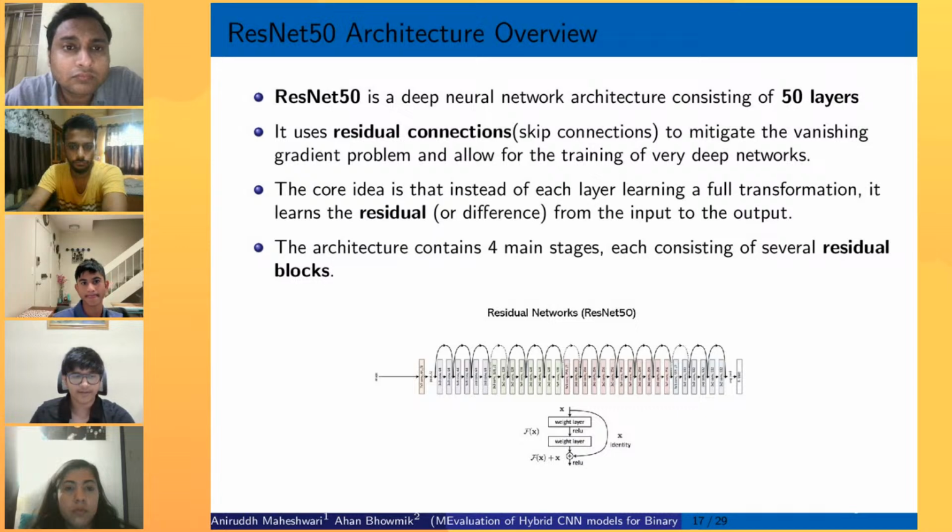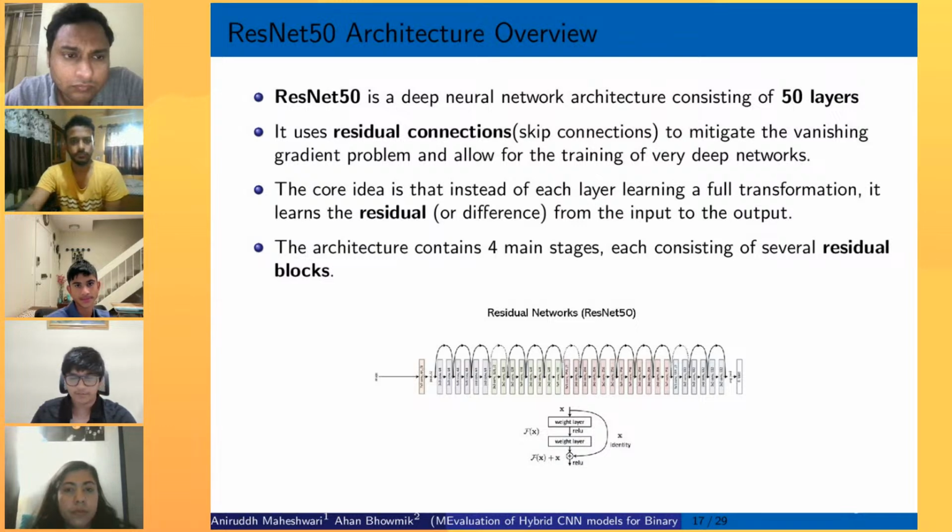Okay, just to summarize, we have talked about neural networks, the basic neural network that is the multi-layer perceptron. We have talked about CNN and how they connect to the multi-layer perceptron and adapt for image recognition. And now we're going to talk about the ResNet 50, which is a pre-trained model on the ImageNet dataset. So the ResNet 50 is a deep neural network architecture consisting of 50 layers. It uses residual connections or skip connections to mitigate the vanishing gradient problem.